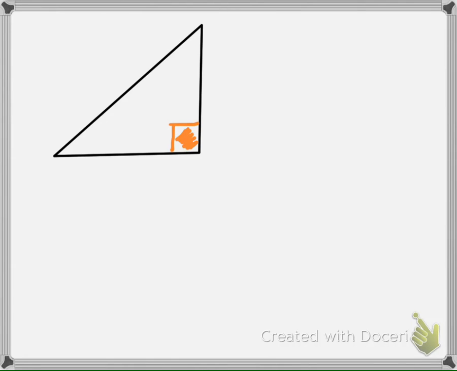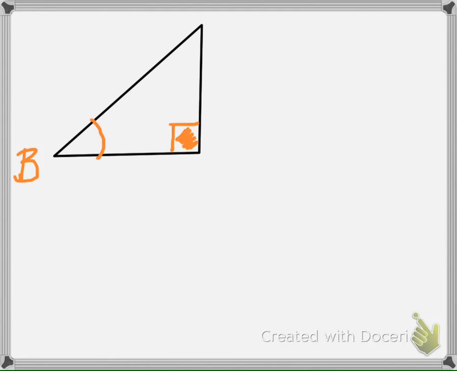Okay, so we have a right triangle. We know that the 90-degree angle is formed by the two legs. And the opposite side to that 90-degree angle, the right angle, is the hypotenuse. So today we're going to learn trigonometric ratios.